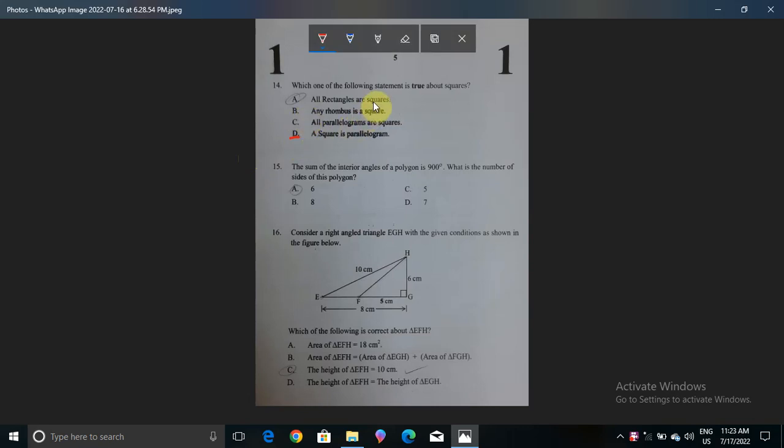All rectangles are squares? No. Any rhombus is a square? No. All parallelograms are squares? No. A square is a parallelogram? Yes. This one is the correct answer. Okay, now question number 15.